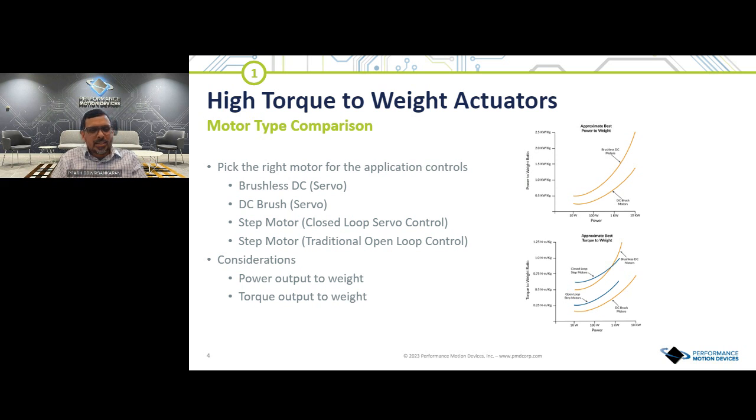So these are the keys, the power to weight and the torque output to weight, that get looked at a lot in robotics applications. This chart, we'll share this presentation with you guys. It helps you figure out where you are in the sweet spot and what type of motor to pick for your particular application.